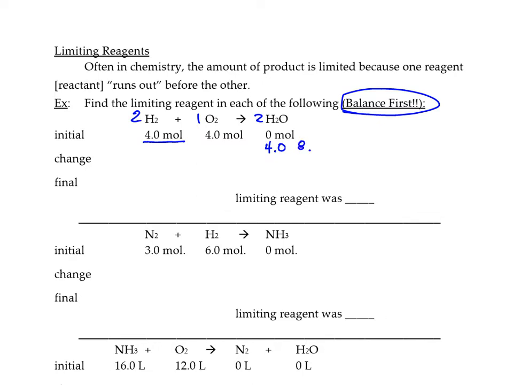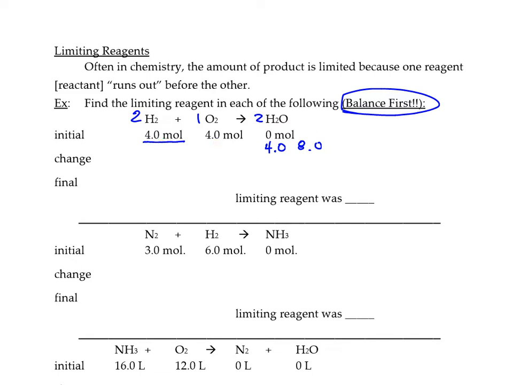So let's think about what this tells us. This tells us that if I use all 4 moles of hydrogen, I can make 4 moles of water. But if I use all 4 moles of oxygen, I can make 8 moles of water. So which one's going to run out first is the one that's going to allow me to make less of the product. So this answer is the smaller answer. That means that this one is going to run out, and this is going to have extra or excess.